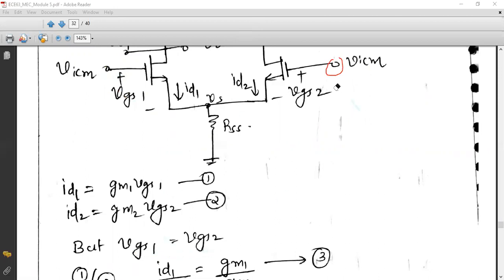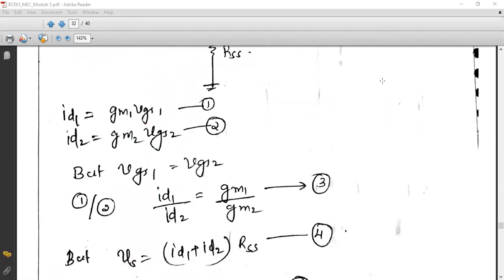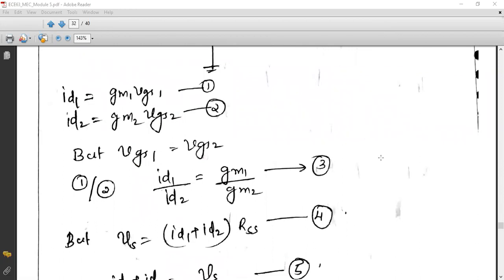Now divide equation number 1 by 2. If you divide equation 1 by 2, what will happen? VGS1 and VGS2 will cancel each other because they are equal as per our connection diagram, right? So now you get the ratio between ID1 and ID2, which is given by gm1 divided by gm2. ID1 by ID2 is equal to gm1 by gm2. Any queries till this equation number 3?